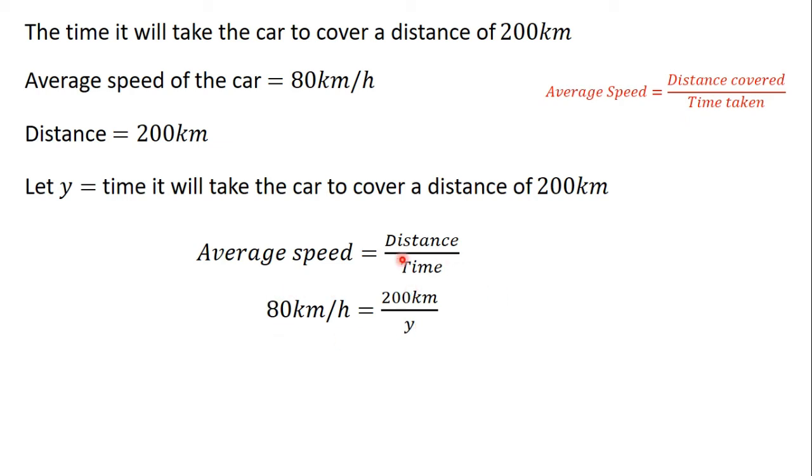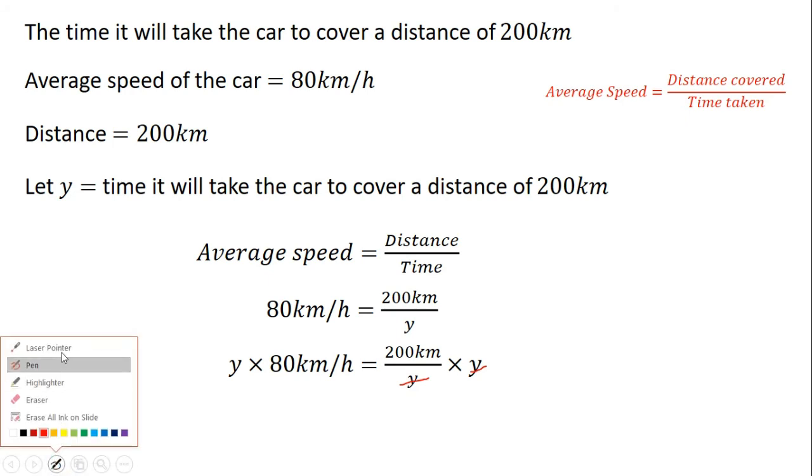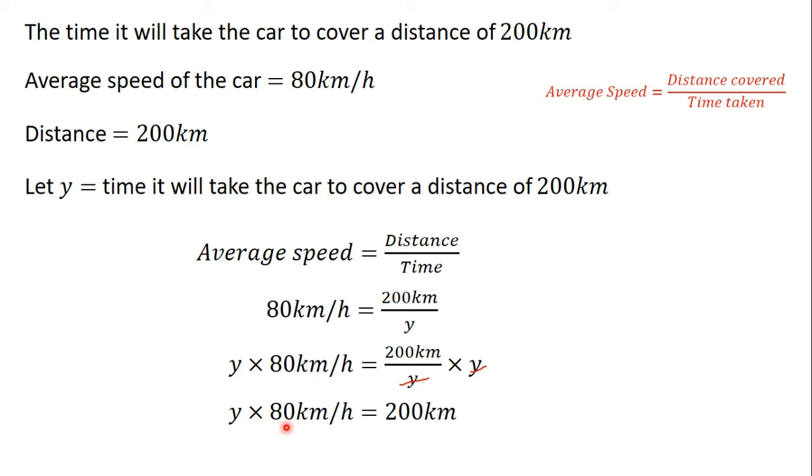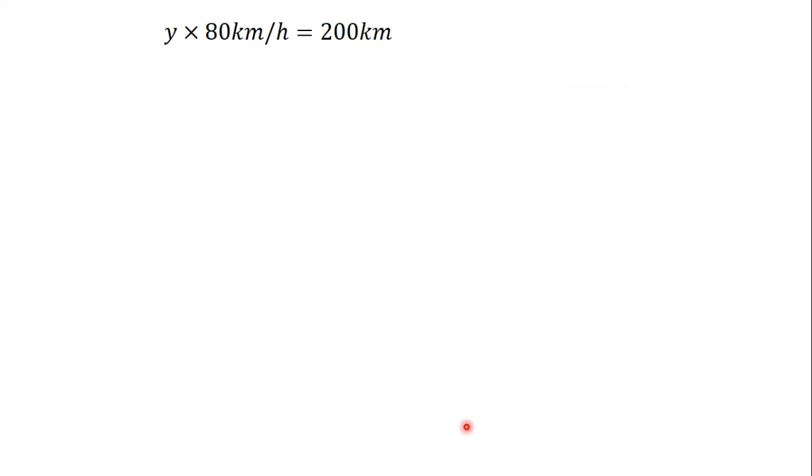This is now a linear equation. So we are going to solve this linear equation for y. To find y, we multiply the left hand side and the right hand side by y. So we have y times 80 kilometers per hour is equal to 200 kilometers divided by y times y. When you do that, you will see that y and y will cancel each other out here. So you have y times 80 kilometers per hour is equal to 200 kilometers.